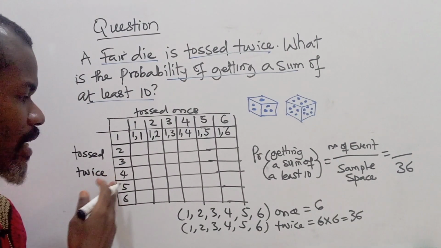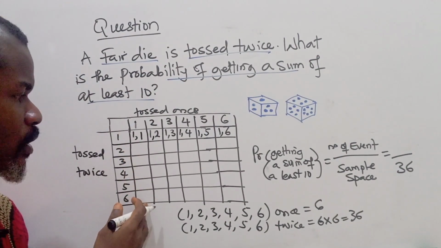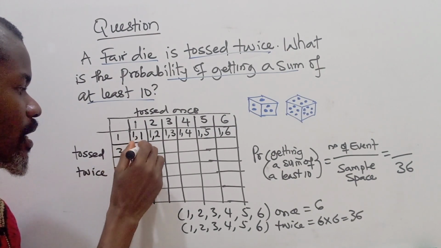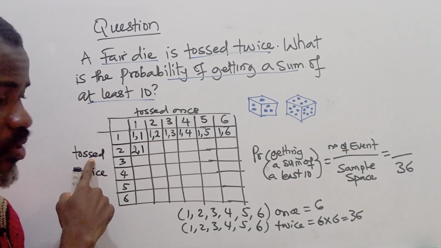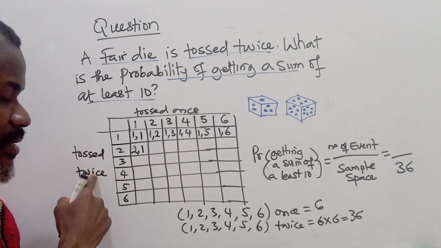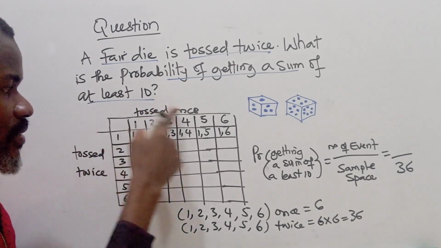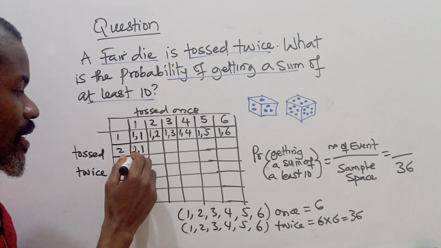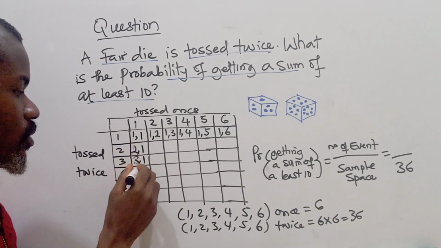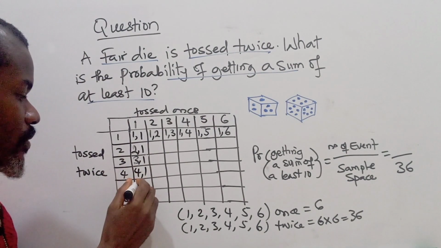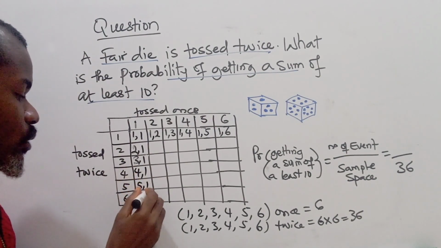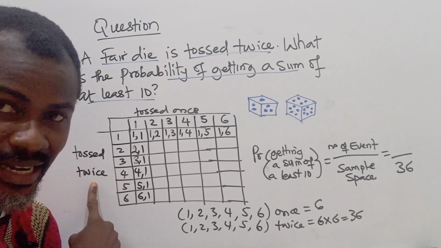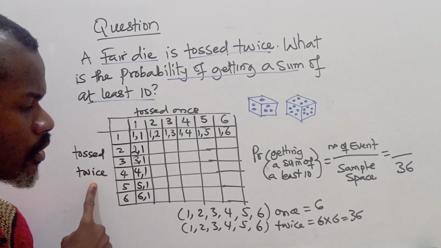Or we can also have it appearing this way. So instead of 1 and 2, we can have 2 first and then 1, considering from this side, that's the second toss first and the first toss. So we have 2 and 1. We can say 3 and 1, 4 and 1, then 5 and 1, and 6 and 1, if you are considering tossing from this side.